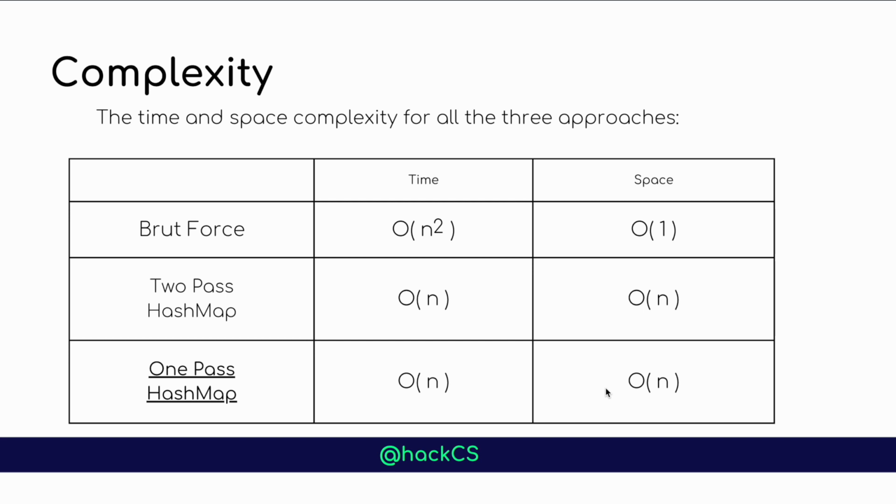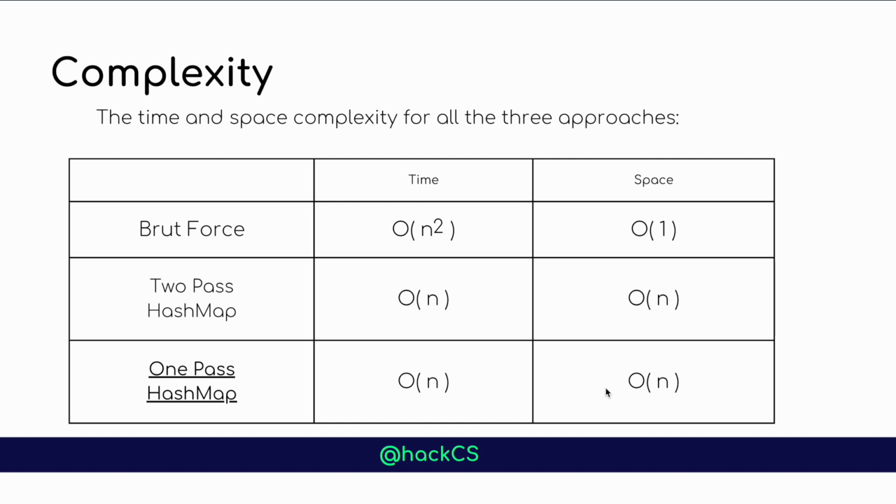If you see, brute force requires the maximum time to execute that particular code, because we have two for loops. We need to iterate both the for loops, so it is n to the power of 2, because we have two for loops and we need to run each for loop n times. Space is constant.